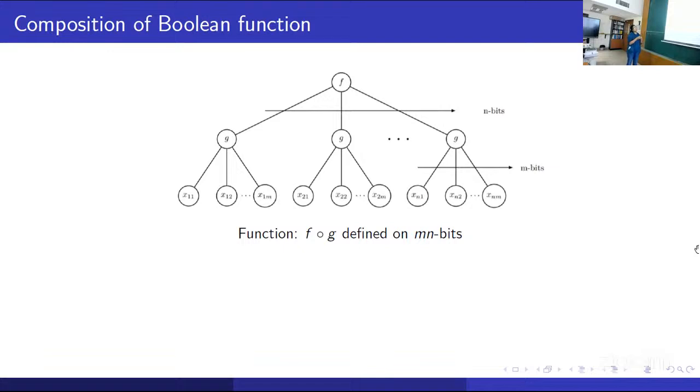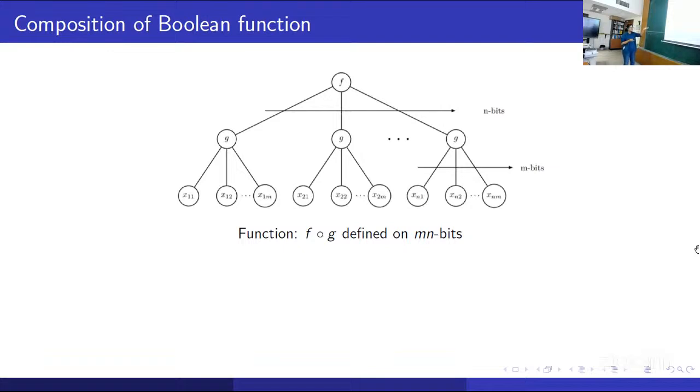So I have a function f on n many bits. I take n different copies of g that are defined on distinct sets of variables. That is, the input to each g is different; the variables are different. So I now get a function on m many bits. So this is one of the very simplest ways to combine functions.